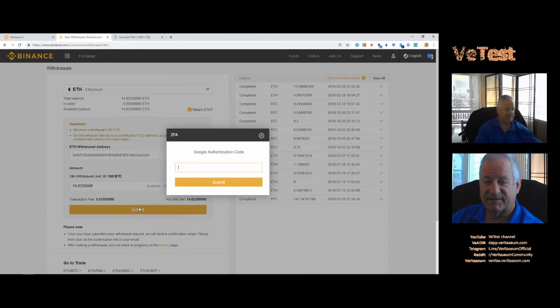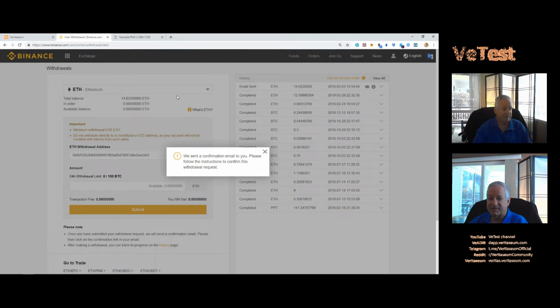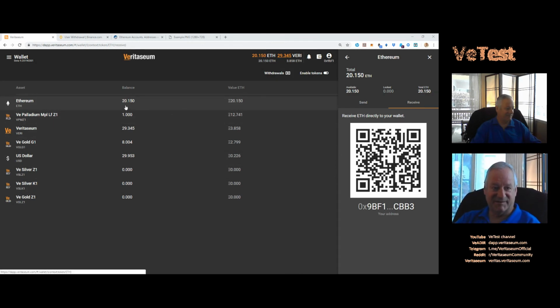Maximize that. Do our Google Authenticator. Two 6-4 284, and that's good. Then we send an email and please confirm. Okay, we see our Ethereum's arrived. Our balance is now sufficient to go buy our VeAssets.